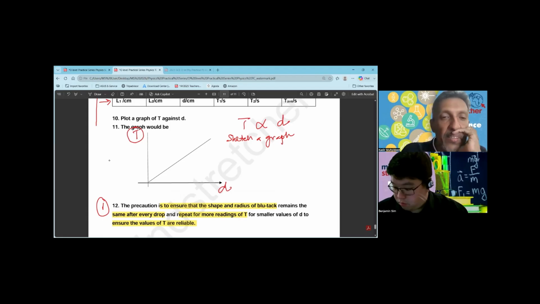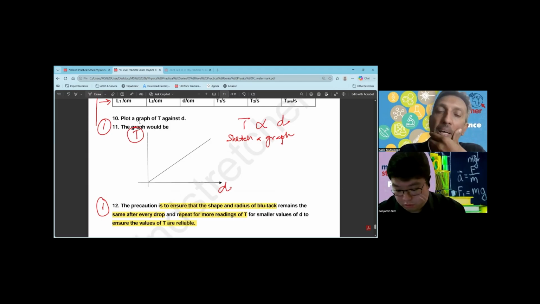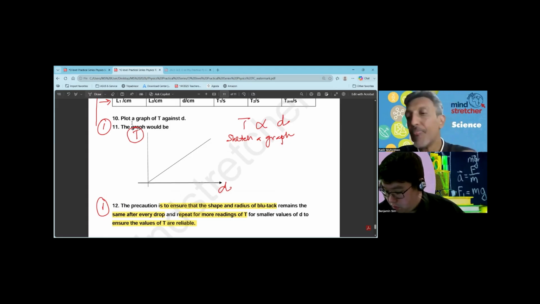So sketching a graph, 1 mark. The steps and the control variables, 1 mark. The precaution, 1 mark, depending on what the question wanted you to do. And then your procedure is about 2 to 3 marks.